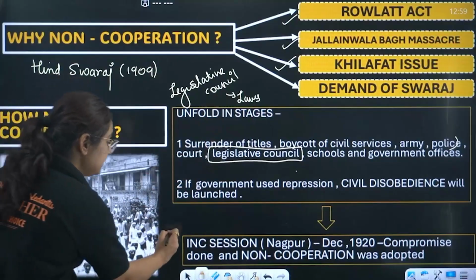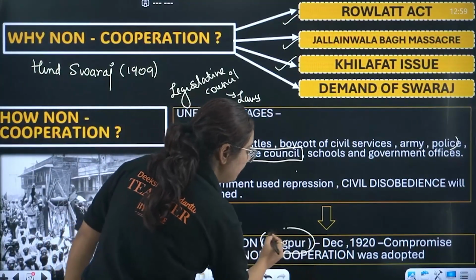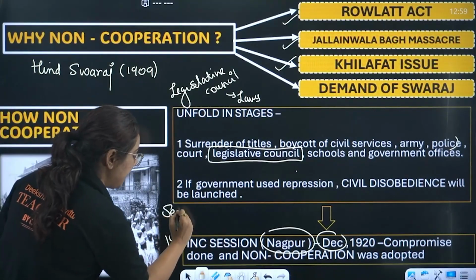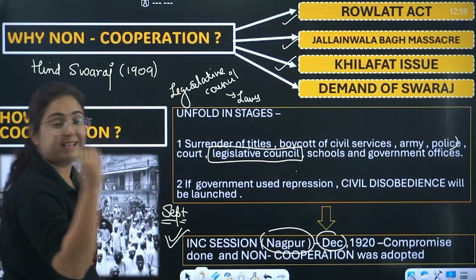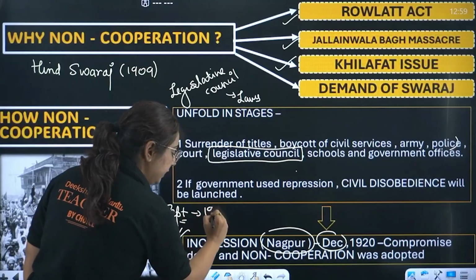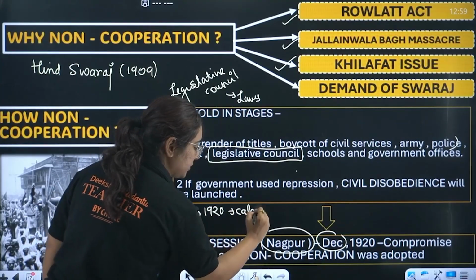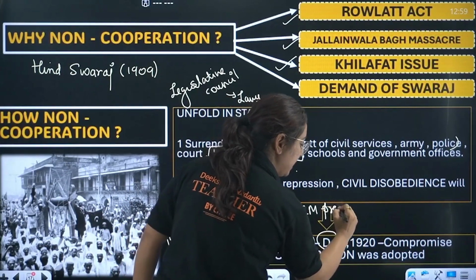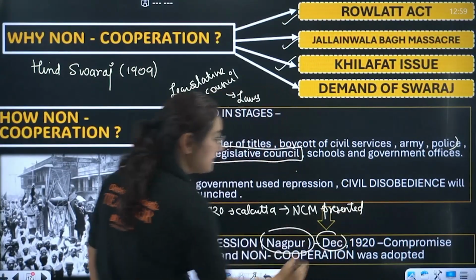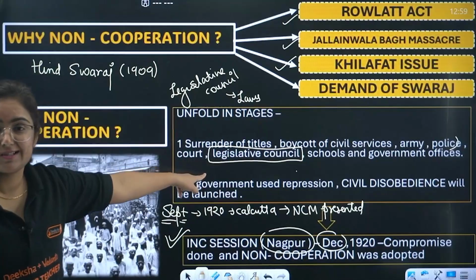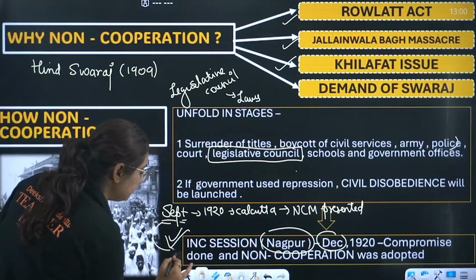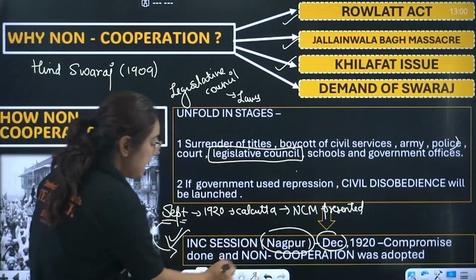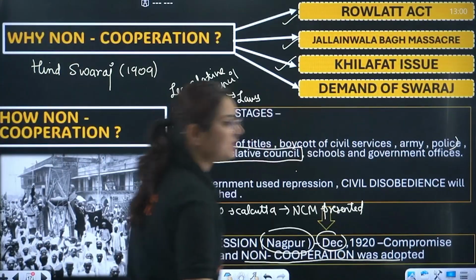But in the Indian National Congress session of Nagpur, December 1920, the same year, remember we had the Congress session in September 1920 in Calcutta, where the non-cooperation movement was presented by Gandhiji to the members of the Indian National Congress. Then the issue was raised over the legislative council. However, they met again at the Indian National Congress session in Nagpur, where the compromise was done and this non-cooperation movement was adopted.